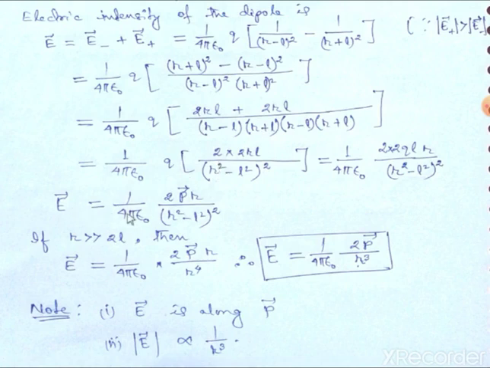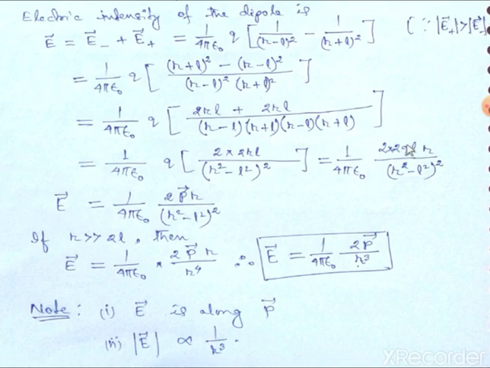E is equal to 1 by 4 pi epsilon naught, twice p vector r, divided by (r square minus l square) whole square. From where is this p vector coming? This is the dipole moment, and dipole moment is equal to twice l, the length of the dipole, times the magnitude of either charge. So twice l times q is the dipole moment p, directed from minus q charge to plus q charge.